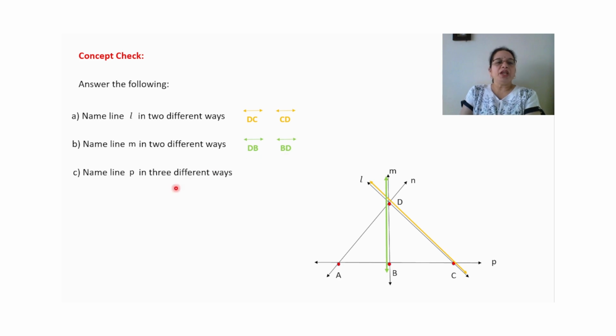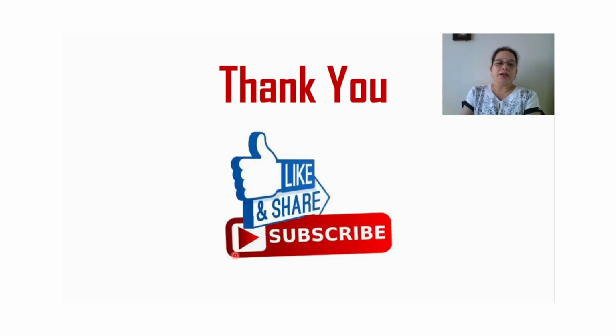Now line p in three different ways. So this is your line p. Line p I am representing with the pink color. On this pink color, 3 points are there. So any 2 points you can choose at a time. Suppose I am choosing A and B. So AB and BA. Similarly with A I can choose C. So AC and CA. Now starting with B, B and C or CB. So these are the different ways of representing a line.